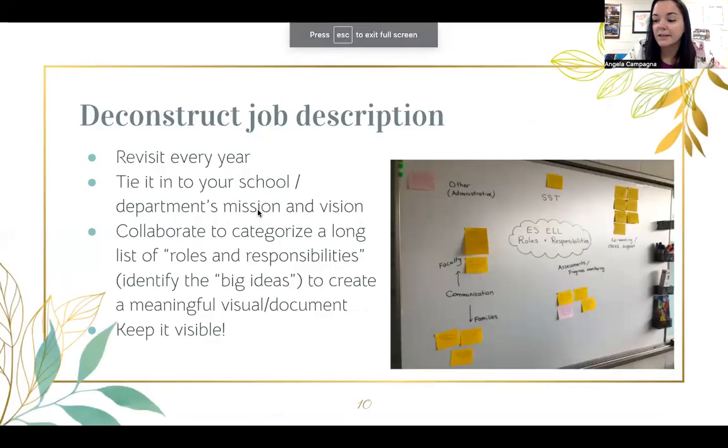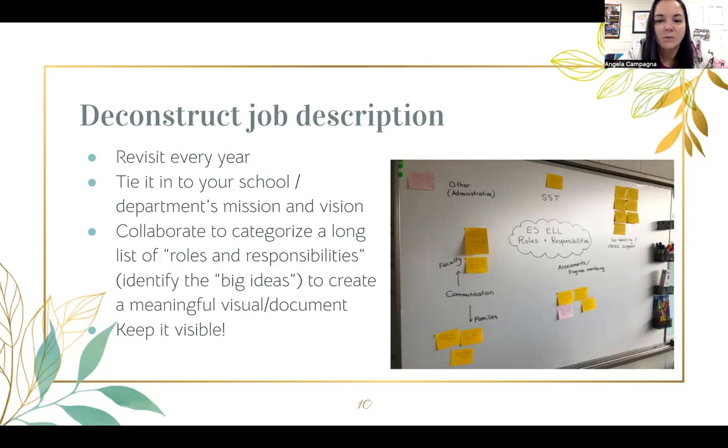Whether or not your colleagues are driven by certainty, it's a great idea to deconstruct your job description as a team to clarify any kind of misunderstandings that may happen about your job so that everyone feels comfortable and confident in their role. So as ELL teachers, our jobs are often dynamic. They're changing, they're dependent on student need. However, if you have a long list of roles and responsibilities like we did, it's helpful to categorize them into big ideas together, which will provide more clarity.